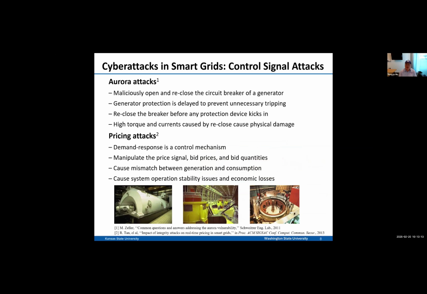opens and recloses the circuit breaker of a generator by injecting a series of compromised control commands. When disconnected from the power grid, the generator becomes desynchronized. The Aurora attack is designed to reclose the breaker when the system and generator slip out of synchronization, before the protection system responds to the attack. Each time the breaker is reclosed, the difference in frequency and phase angle between the main grid and the generator may result in high torque and current, which can ultimately damage the generator.